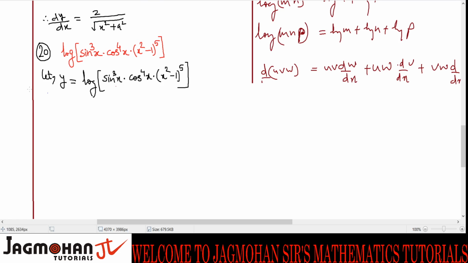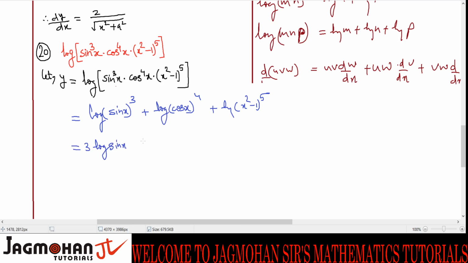So what should we do here, students? I will write log of m, n and p will be log of sine cube x. You know sine cube x is sine x the whole cube. Then plus log of cos raised to 4x, that is cos x the whole raised to 4, plus log of x square minus 1 raised to 5. So the next step, it will become 3 log sine x plus 4 log of cos x plus 5 log of x square minus 1. You know, this is the logarithmic rule: log of m raised to n is n log m.